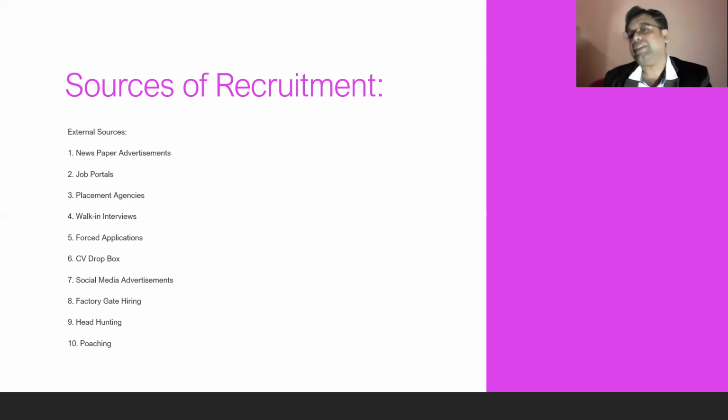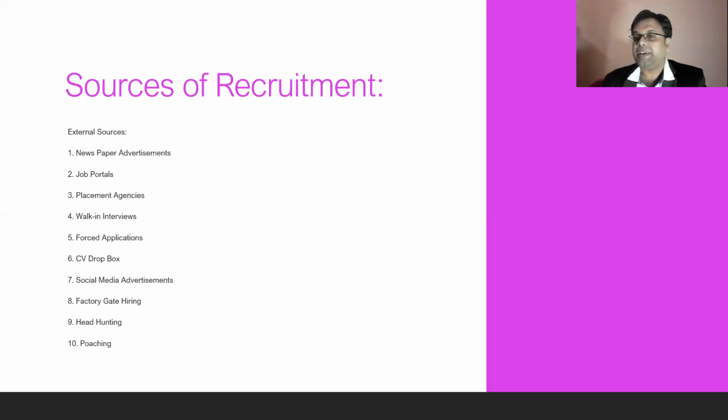If you are having bulk vacancies like in the BPO companies or the insurance companies, they used to have this walk-in interview on a regular basis because they are having a huge requirement on a daily basis, and the attrition rate is also very high. I mean, people are leaving very easily on a regular basis. So that is why they are having regular vacancies, and that's why they are conducting walk-in interviews on a regular basis. So that is the fundamental concept of the walk-in interviews.